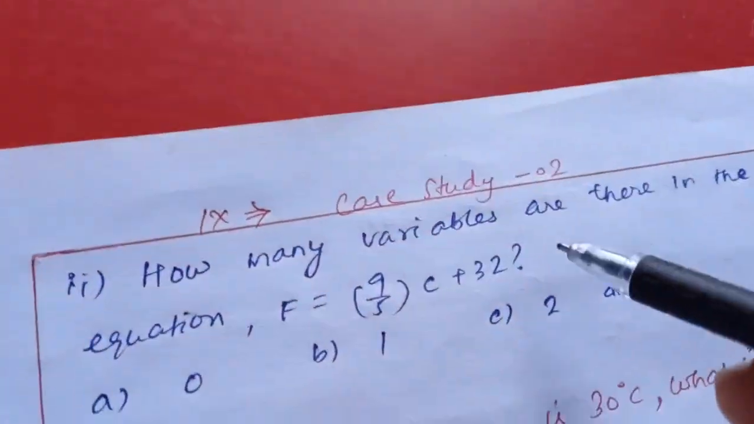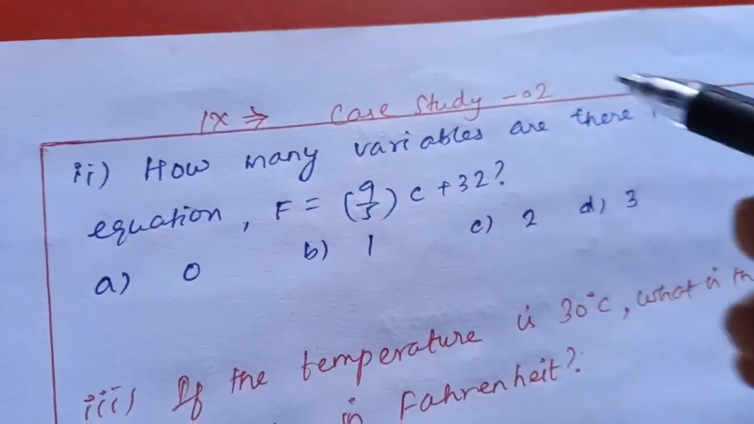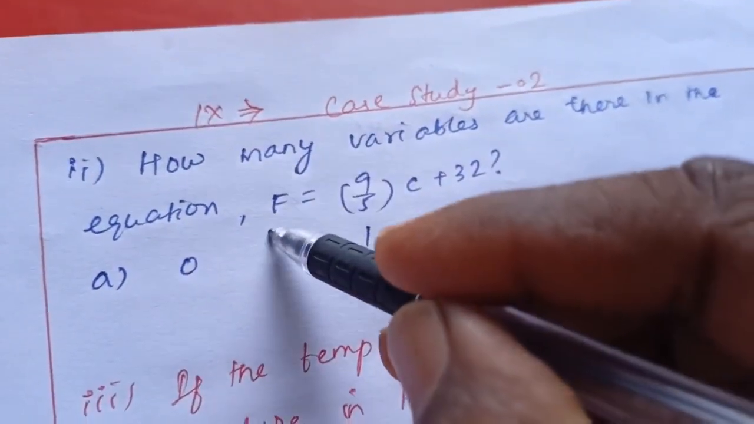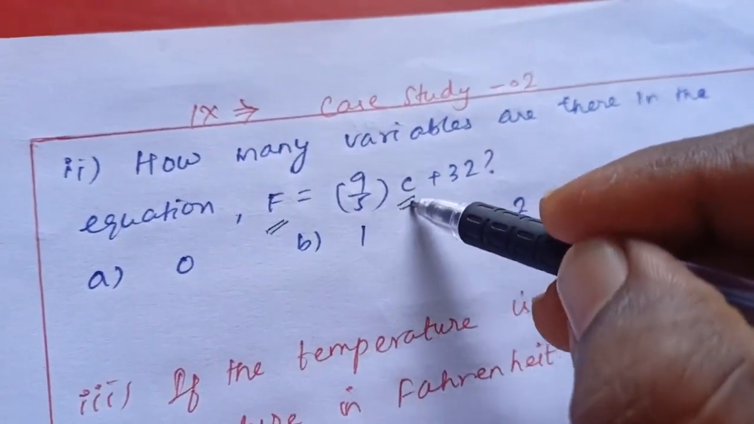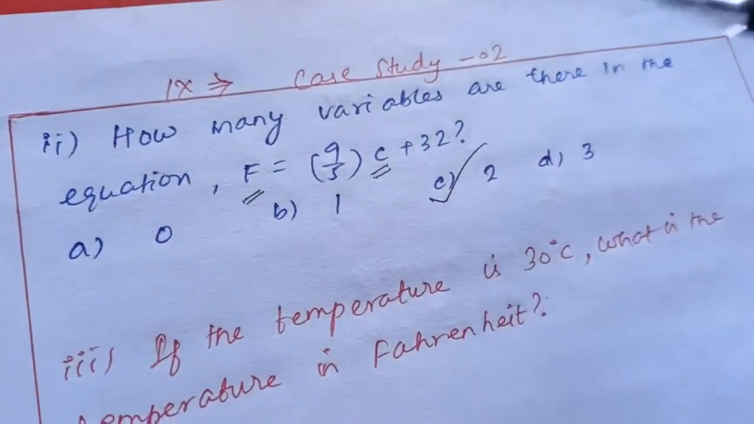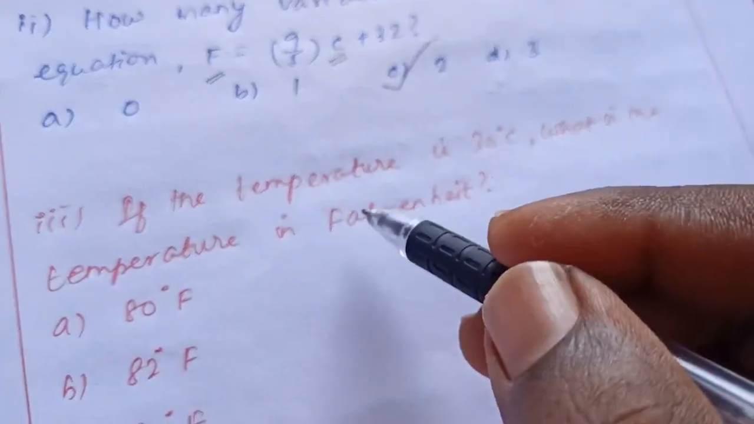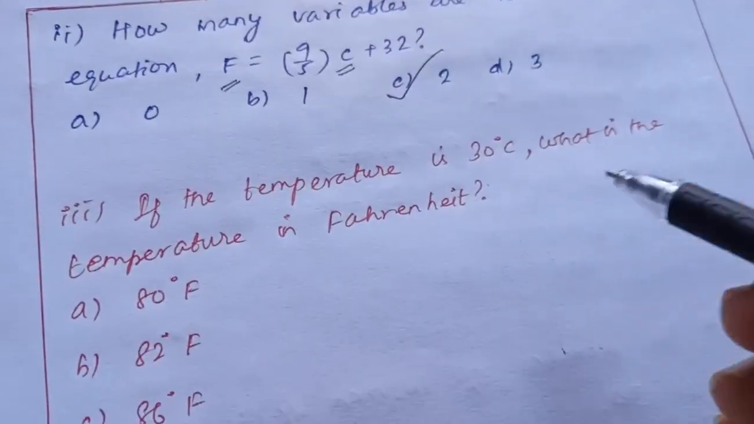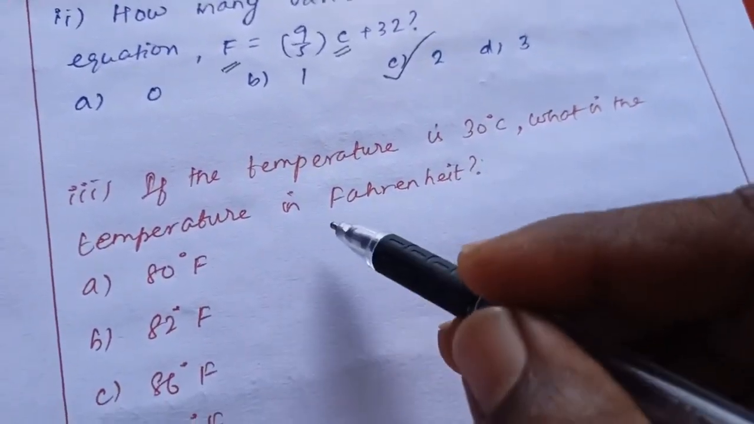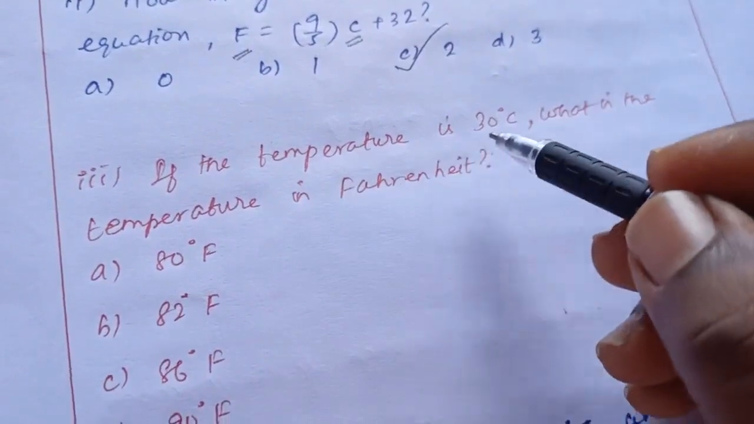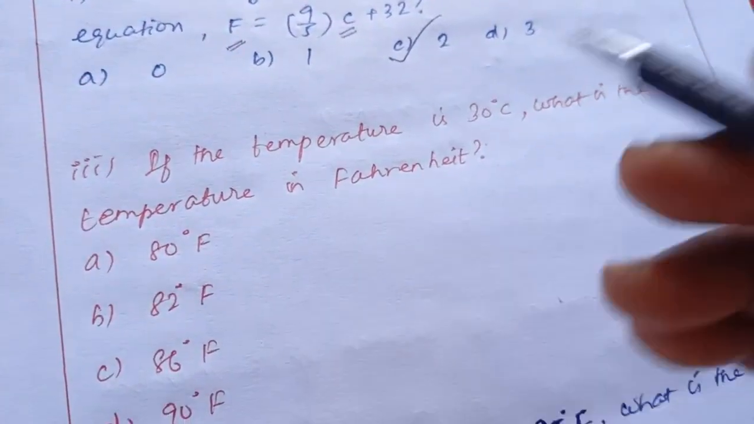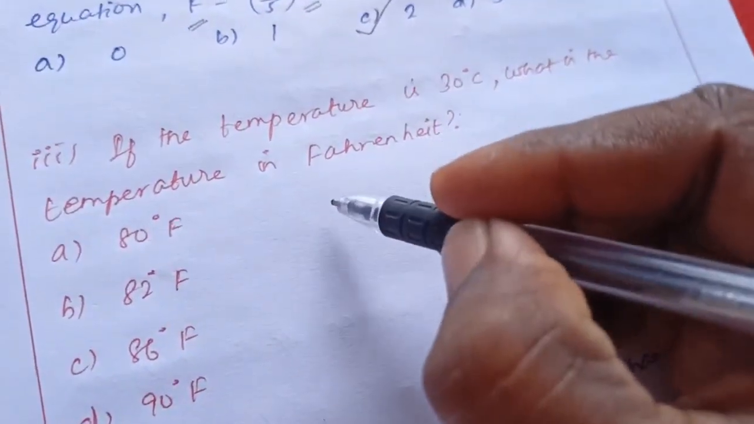Next question. How many variables are there in the equation? Already I told you the variables: F is one variable and C is another variable. So we have two variables. Third question. If the temperature is 30 degrees Celsius, what is the temperature in Fahrenheit? We are going to solve this one.